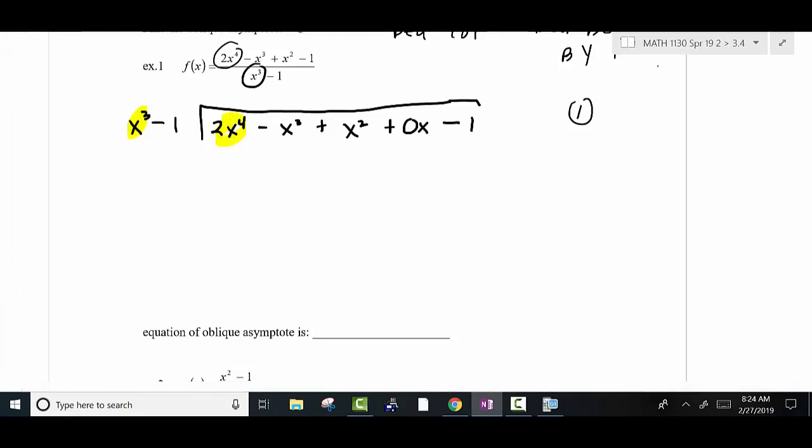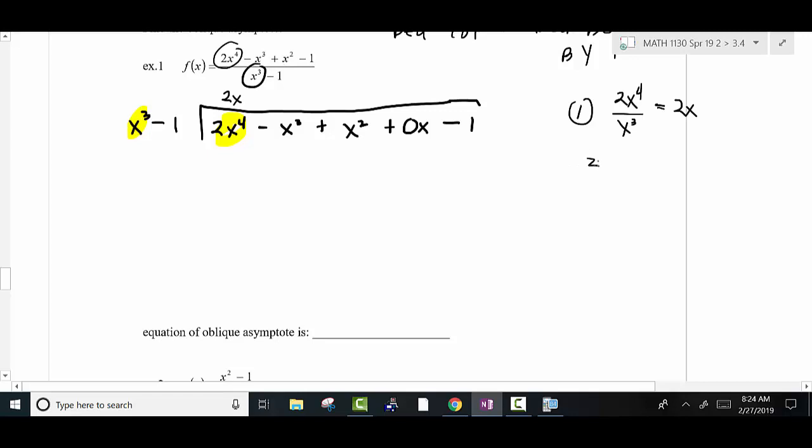Okay, and once you practice this, you get to where you can flow through this pretty quickly in your head. The result of that is 2x. And that's what's always going to happen. Our answer is going to look like y equals mx plus b. It's going to be a line. So that becomes 2x.